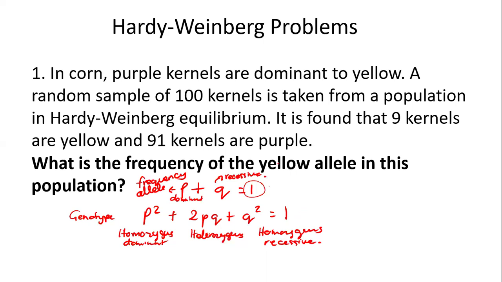So let's have a look at the question quickly. So in corn, purple kernels are dominant to yellow. So this is telling me that the yellow trait is recessive. That means in order for us to actually get a yellow kernel, we need 2 recessive alleles in its genotype.